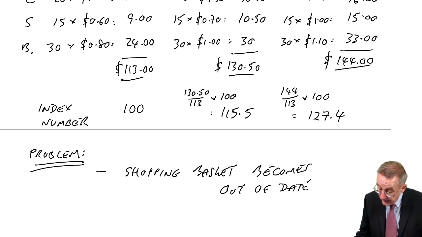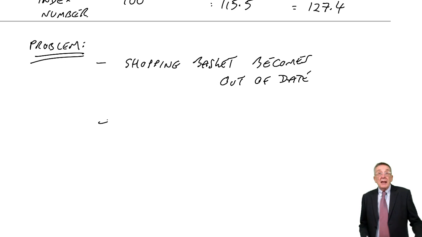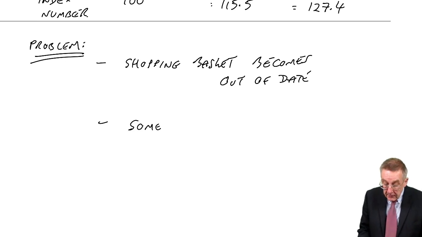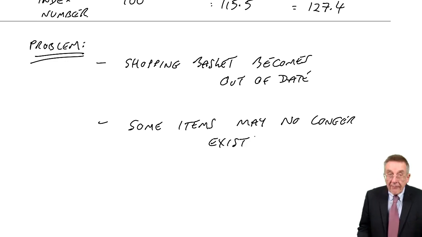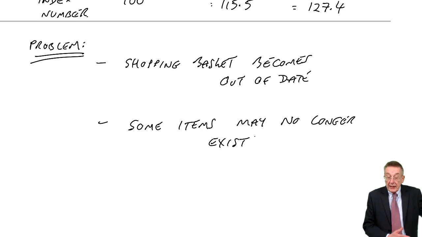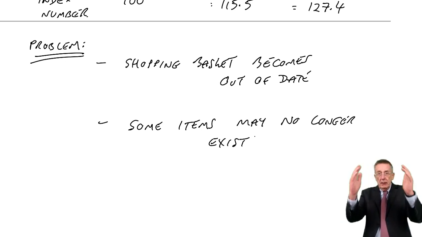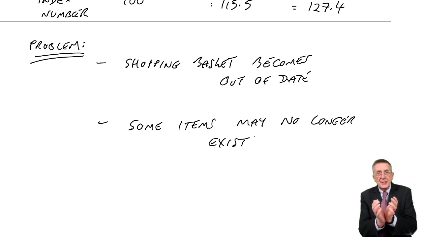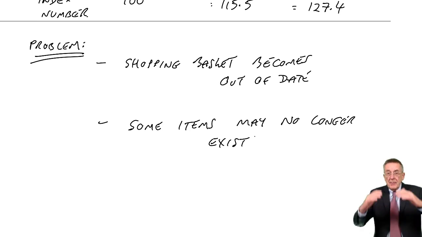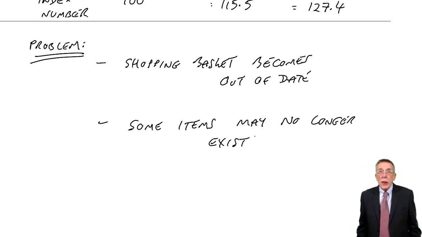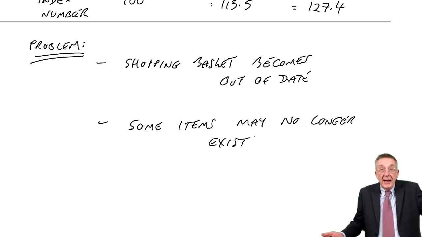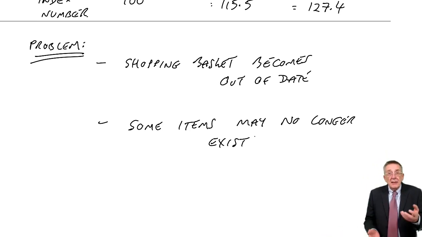An extreme example of it becoming out of date is after a while, some items might no longer be available. You know, if we had a base of 20 years ago, people were buying big records. CDs didn't exist, or perhaps 30 years ago, CDs didn't exist. People were buying vinyl. Now, I know the big records are now coming back in fashion, but there was a period when it was irrelevant. You couldn't buy them anymore. Instead, it was CDs. Things change.